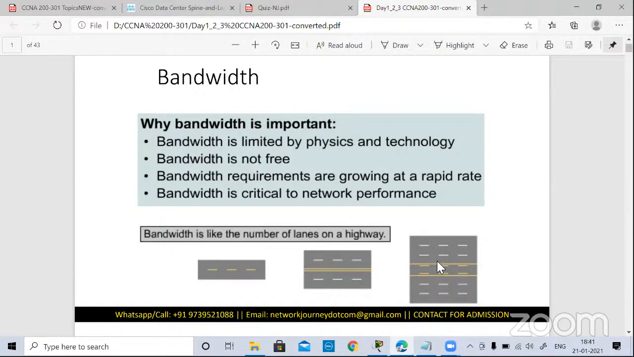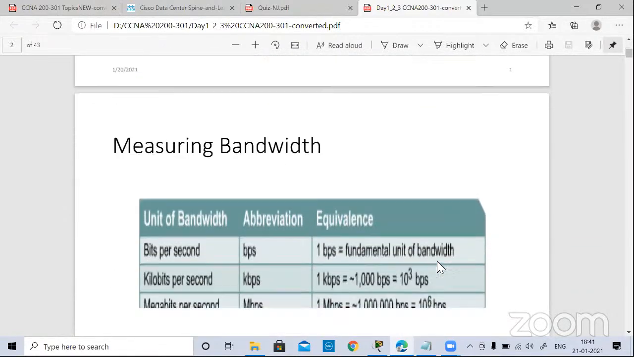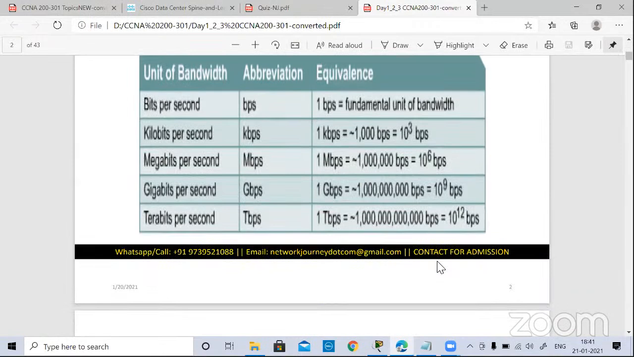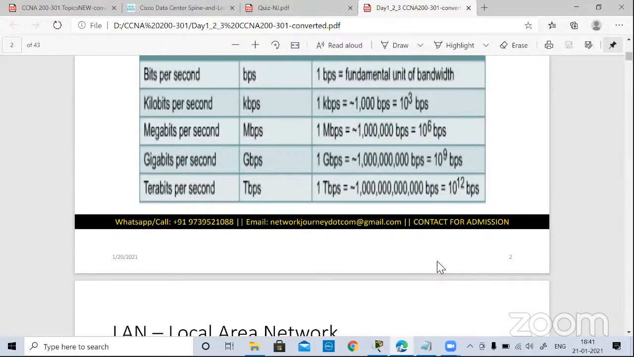There should be no latency, there should be no delay, and the bandwidth should be as high as possible, whichever underlying technology we are using. So accordingly the bandwidth should be available to us. It's a very, very important parameter. It's not available for free. We are paying for it, and it's very critical for the network performance. We know how it is being measured in terms of bits per second, kilobits per second, megabits per second, gigabits per second. So it's bits per second.